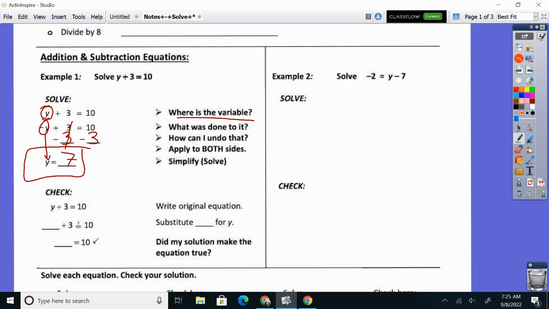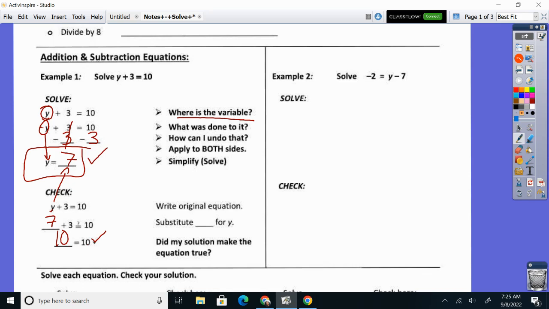To check, so you should be able to check your own equations, okay? So as we're starting out, checking is a good practice to make sure you did it right. So instead of y, I'm going to put 7. So now I have 7 plus 3. 7 plus 3 equals 10. 10 does equal 10. That is a true statement. So I am correct. I did the correct thing. So y does equal 7. Okay.